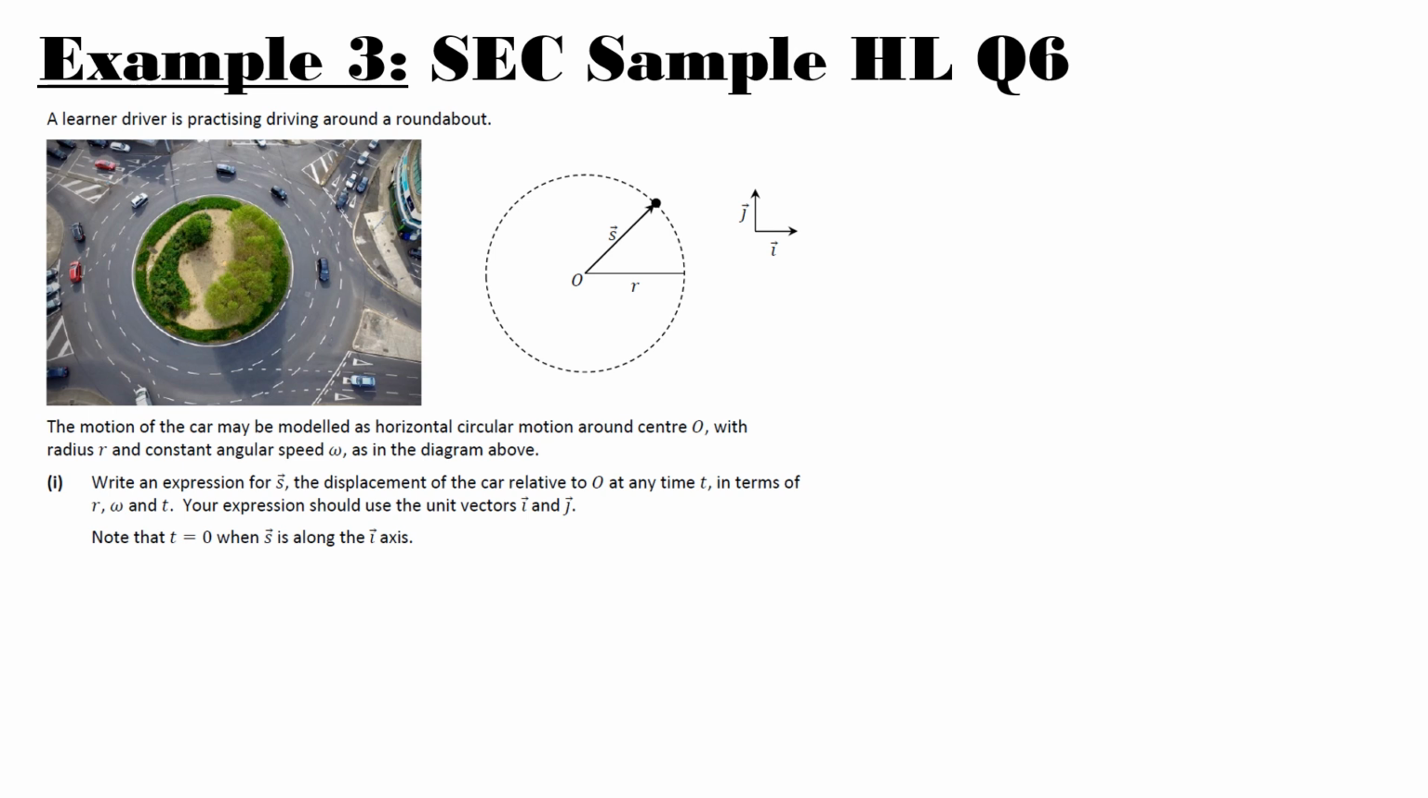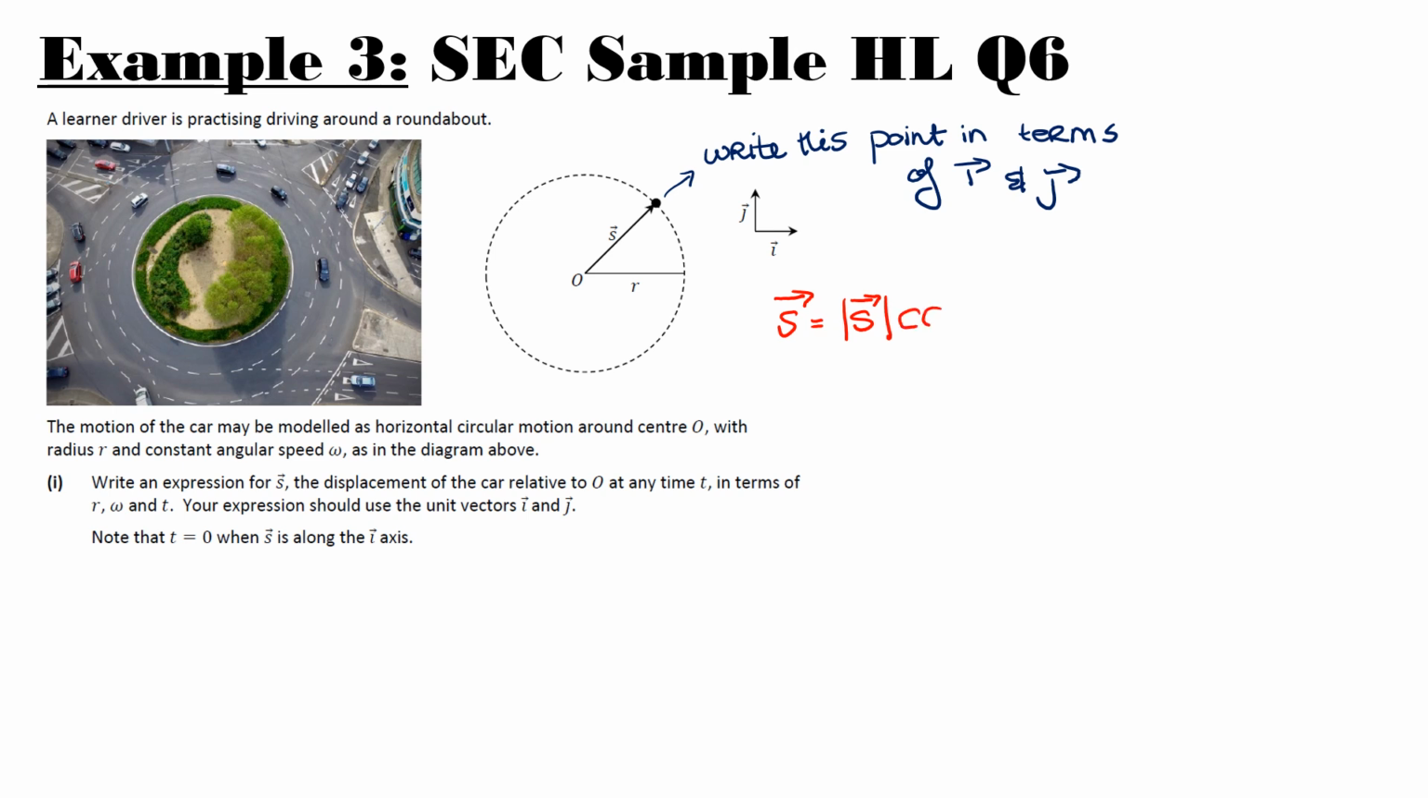So this feels like a very complicated question, but actually what they're asking is relatively straightforward. If we look at the diagram, they're basically asking, write this point in terms of i and j. That's literally all they're asking. Now, we know that to resolve anything, we can write it as the magnitude cos of the angle i plus the magnitude sine of the angle j. So that's our general formula.